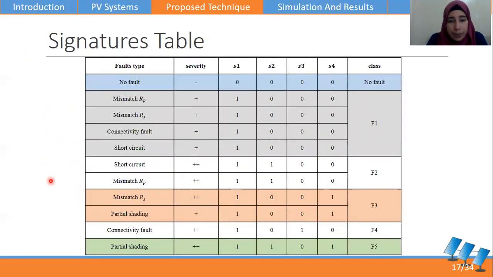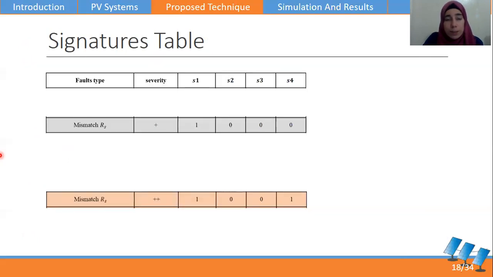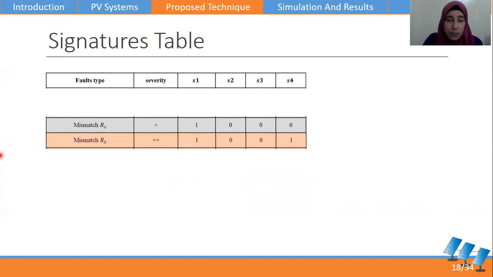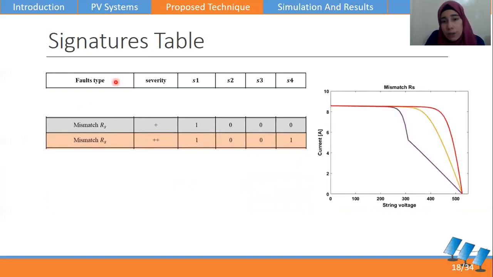This signature table was established by looking, for each fault, at the presence or absence of all retained symptoms. One fault can generate one or more signatures. Now, let's take an example. In the case of mismatch RS fault, we have two different signatures. The difference here is the appearance of an inflection point when RS increases.